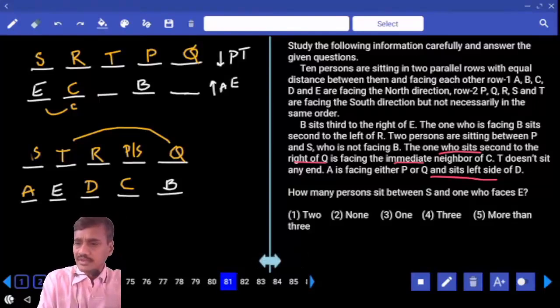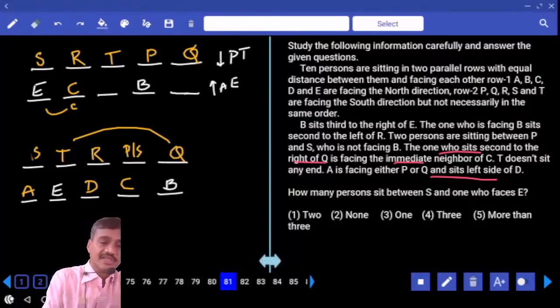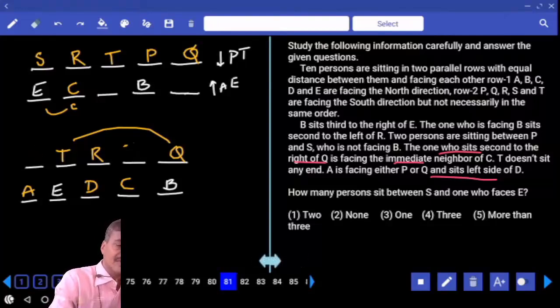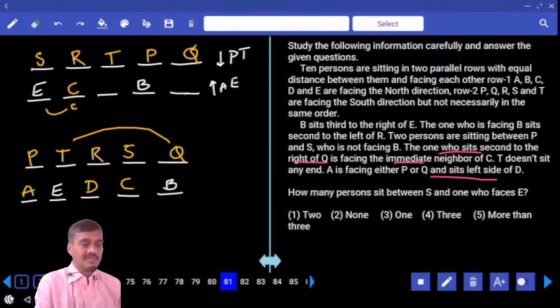And now A is facing either P or Q. As A is facing either P or Q, hence where should this be? A cannot be facing Q, hence A must be facing P. If P is here, S is here. And what is the final arrangement? P, T, R, S, Q, A, E, B, C, B.